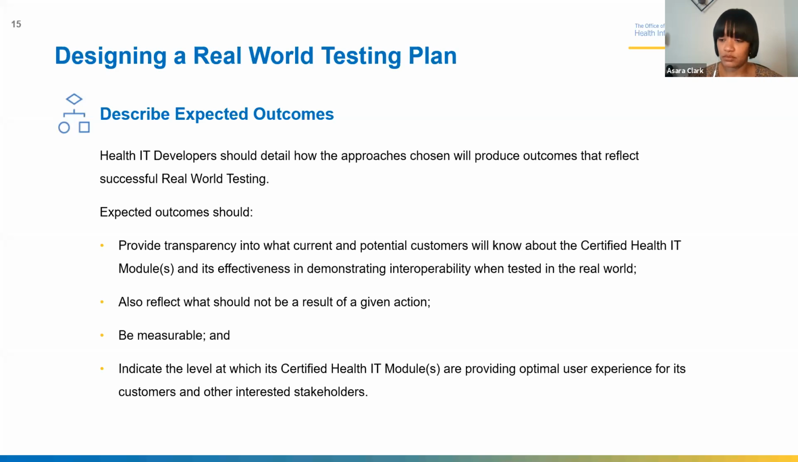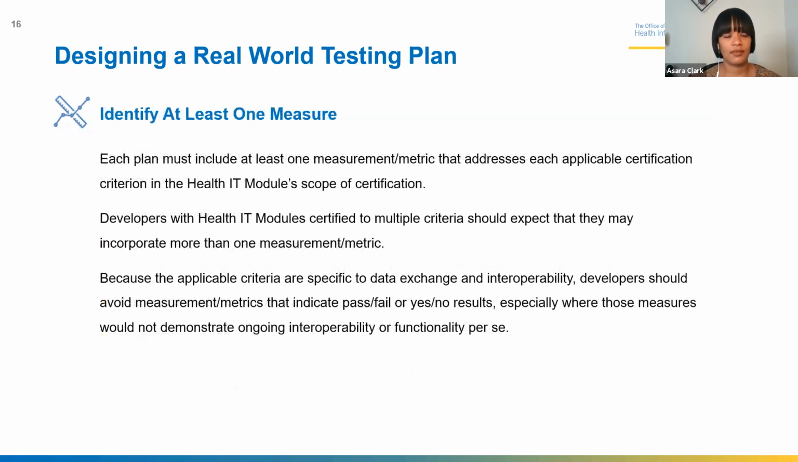So guys, listen, when you're thinking about your expected outcomes, just think about how ONC defines successful real-world testing. How are you going to get there? How are your milestones and the activities that you're going to perform to demonstrate successful real-world testing? How do they all align? How are they relevant? You want to be thinking about that as you're developing your approaches.